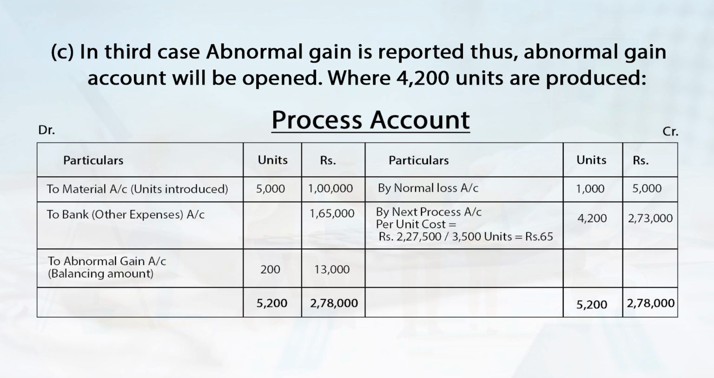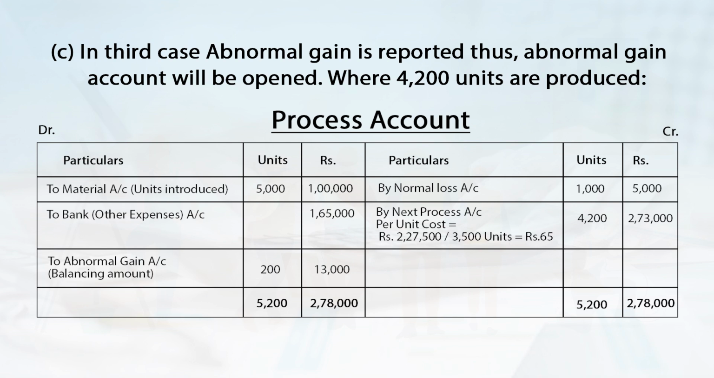2,27,500 divided by 3,500 units, which is equal to rupees 65. Total of credit side is 2,78,000 less value of normal loss rupees 5,000. Therefore, giving value of balancing figure to be transferred to the next process as rupees 2,73,000.